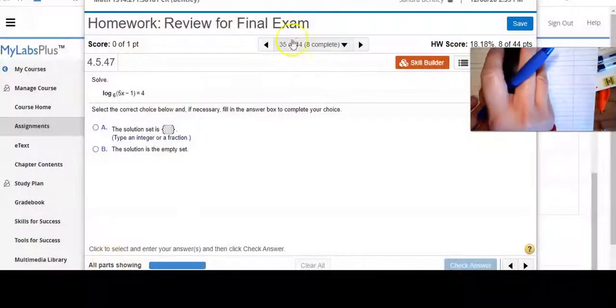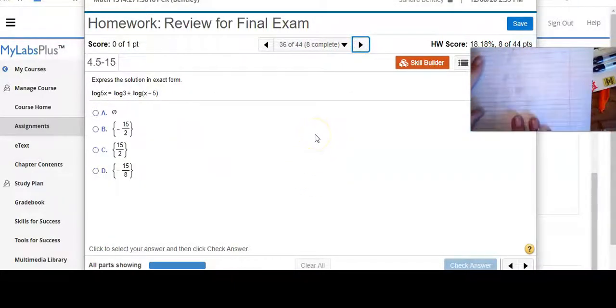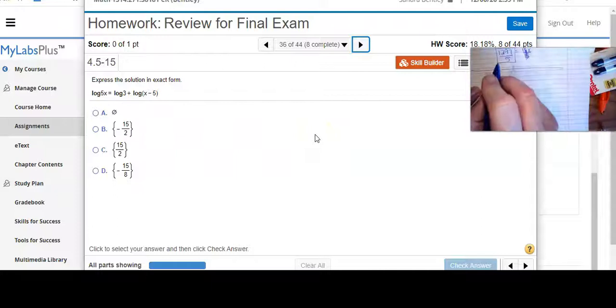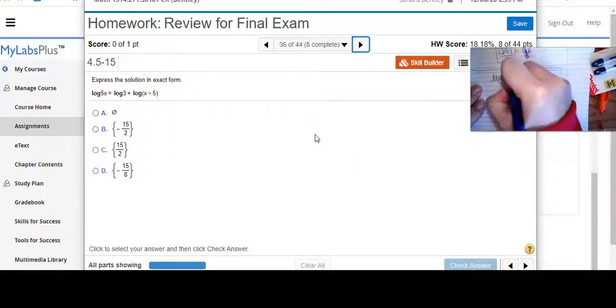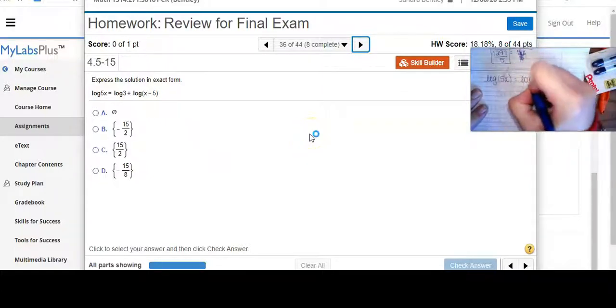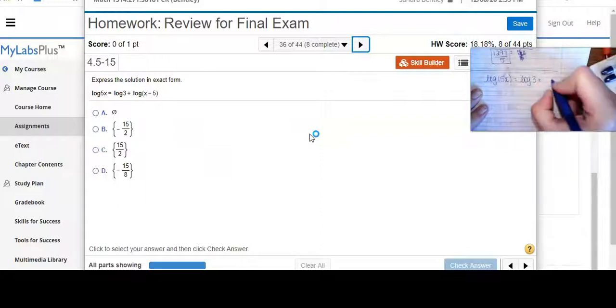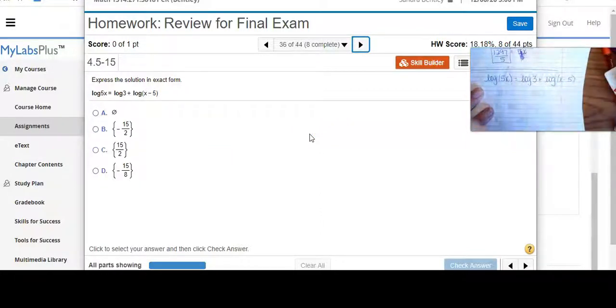All right, 20 gajillion logs. So we have log 5x equals log 3 plus log (x minus 5). So what's our scenario? Exponential equals to exponential.